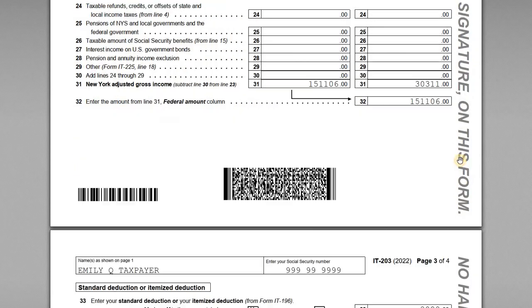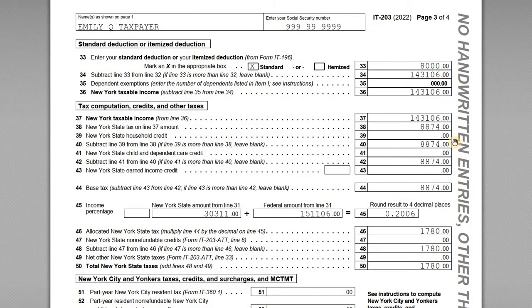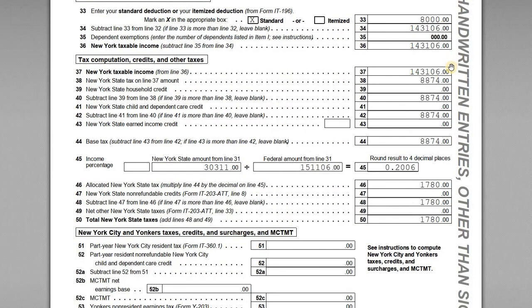So her total New York AGI here is $30,311. All right. Now, moving on to page 3, Emily is entitled to the standard deduction. So she's claiming her standard deduction of $8,000, which leaves her New York taxable income of $143,106. Now, the $143,106, this is not the total amount of New York source taxable income. Right? This is the amount of taxable income calculated effectively as if you were a New York resident.